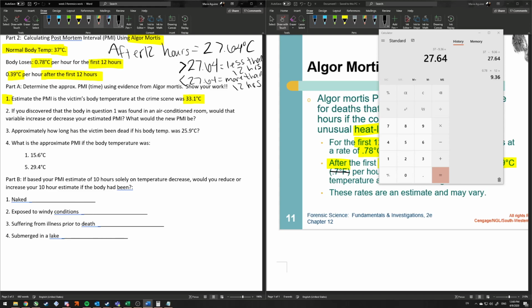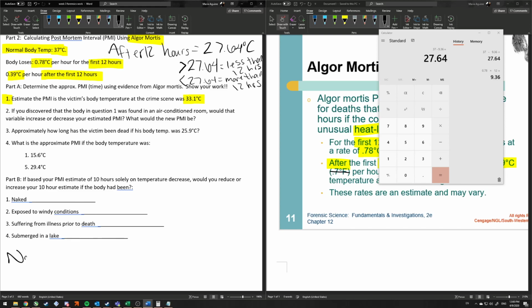It's a little bit hard to see, but that's okay. I'm sure you'll figure it out. So well, what am I supposed to do? I already know it's less than 12, right? Because it's greater than 27.64. So what the heck do I do? Okay, so here's your formula. We got a nice handy dandy formula for you to use.